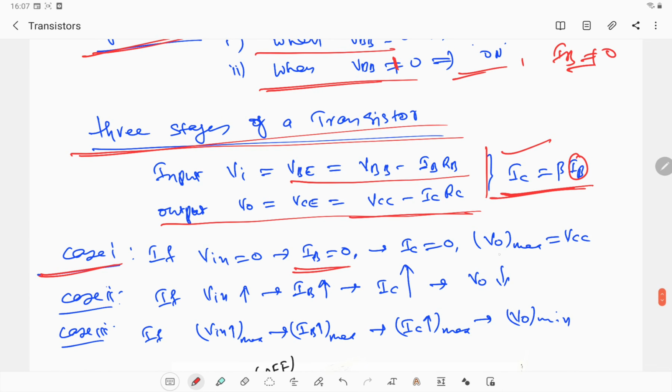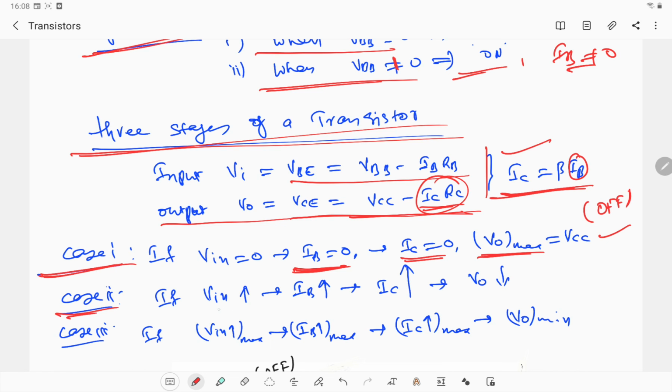Therefore, output potential is VCC minus ICRC. IC is 0, so there is no subtraction from VCC. Therefore the output potential becomes maximum, that output potential is VCC. This is case 1. Input potential 0, input current 0, output current also 0, but output potential is maximum. This is the state of the switch in off state.